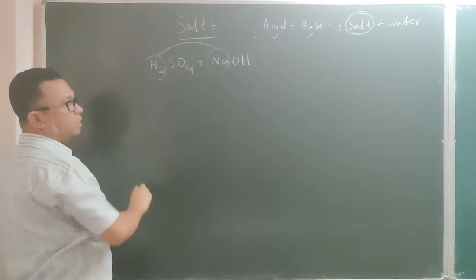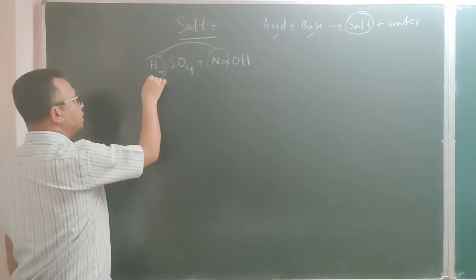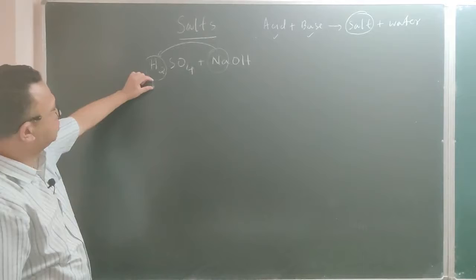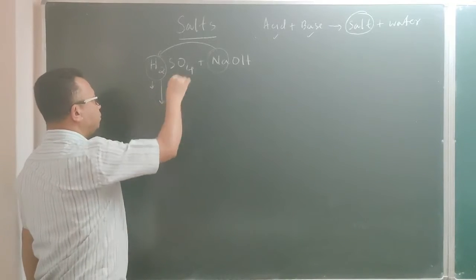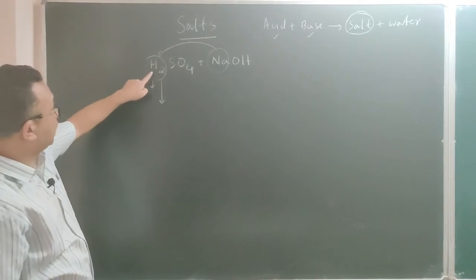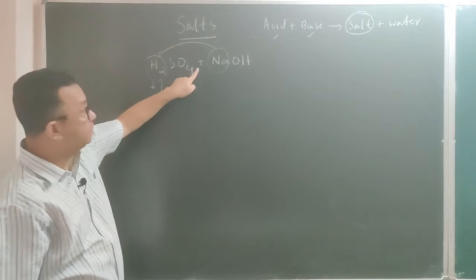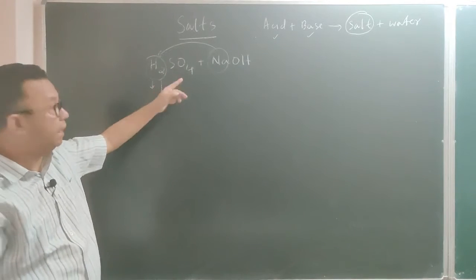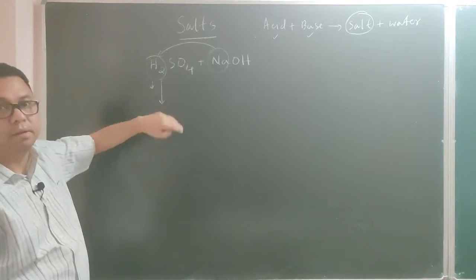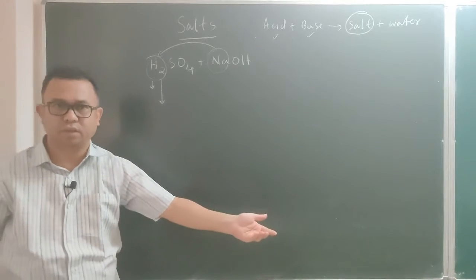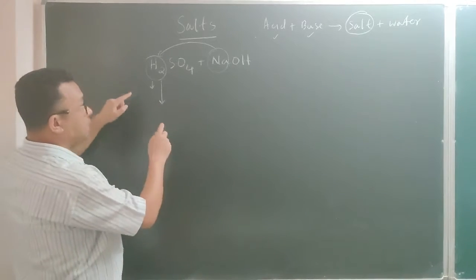Now see, how is this hydrogen replaced? Hydrogen may be replaced partially, so partially means I am making a small arrow, or it may be replaced fully. So when a hydrogen of an acid is replaced by a metal or an ammonium ion, partially or wholly, then salt is formed. That is the definition of salt. Okay, now see, let me replace it partially.